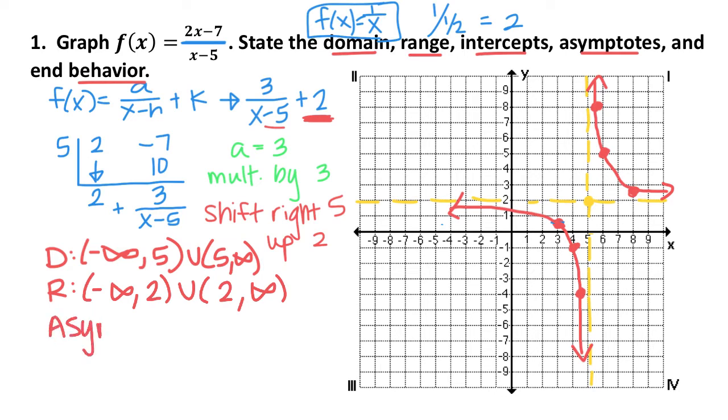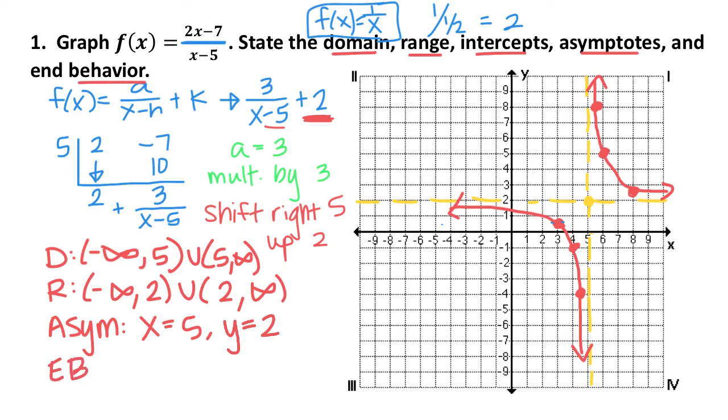My asymptotes are, I'm going to point to them again. So this vertical asymptote is x equals 5. That's where it's crossing the x-axis at x equals 5. And then this horizontal asymptote is at y equals 2. So the horizontal one is a y equals, that's where it's crossing the y-axis at y equals 2. And then I'm going to come back to the intercepts. I'm going to talk about the end behavior now.